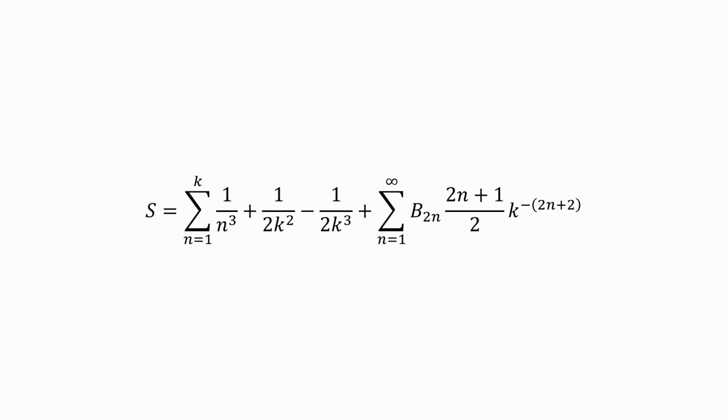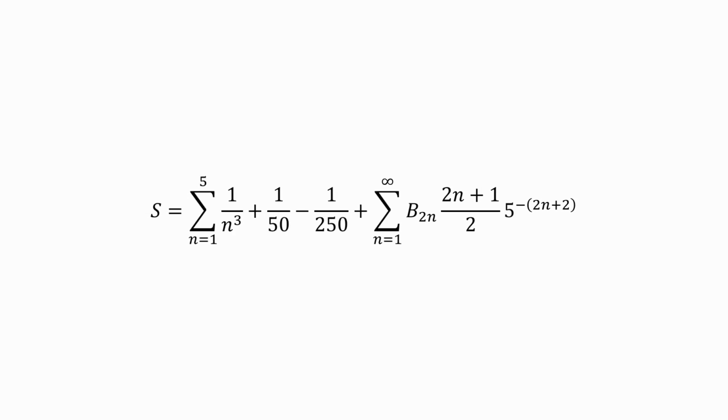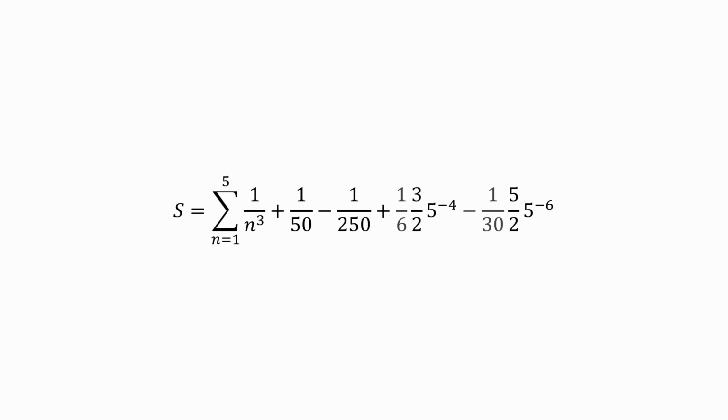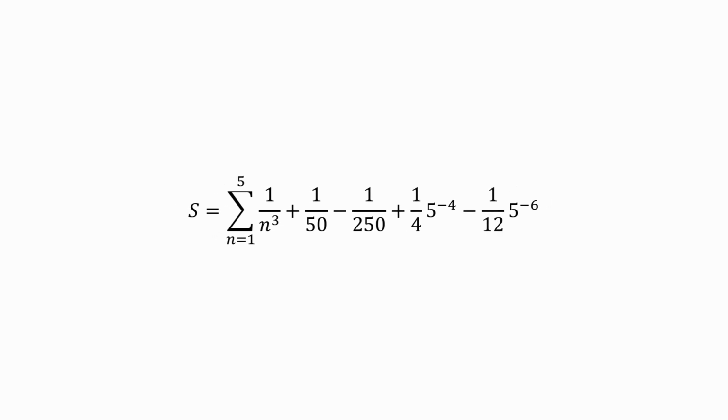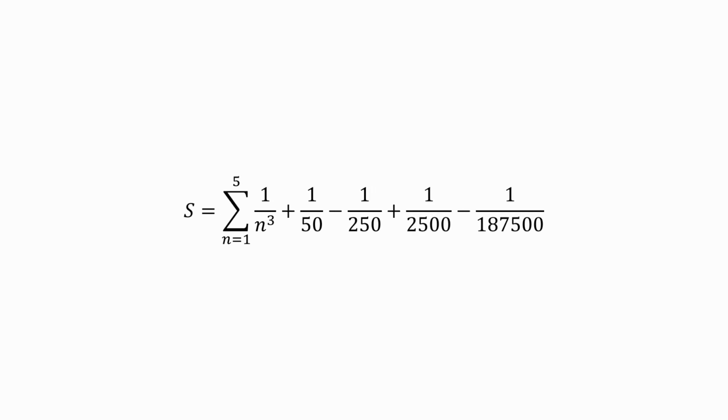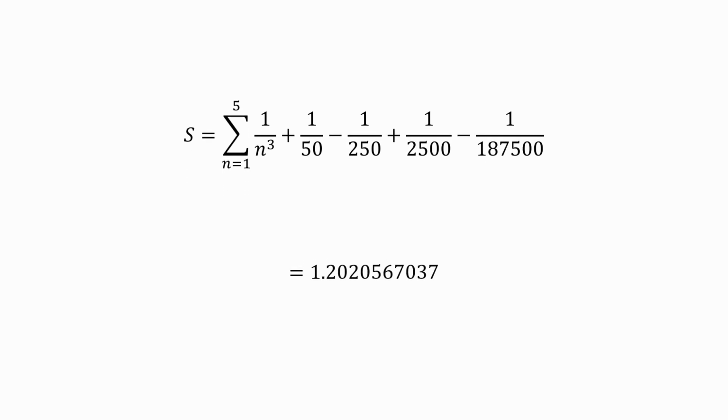Let's see what we can do with just the first two terms of the infinite sum and setting k equal to 5. The first two terms will have b2, which is a sixth, and b4, which is negative 1/30th. When we compute this out, which would be a lot of work if we didn't have calculators, we get this, which is correct up to 6 decimal places.